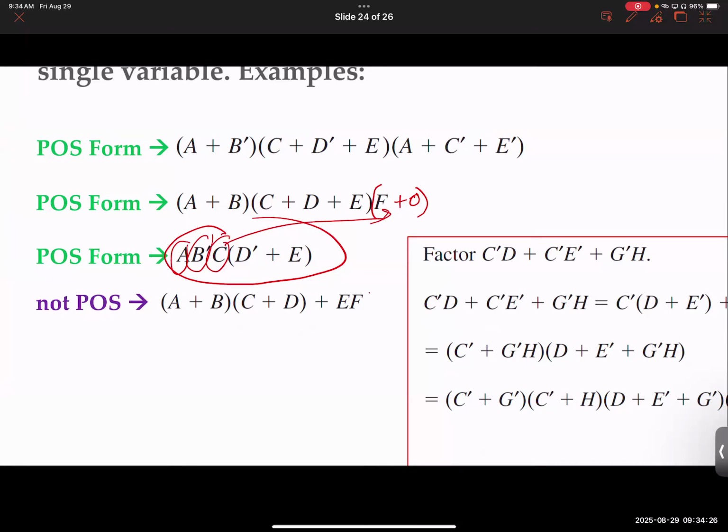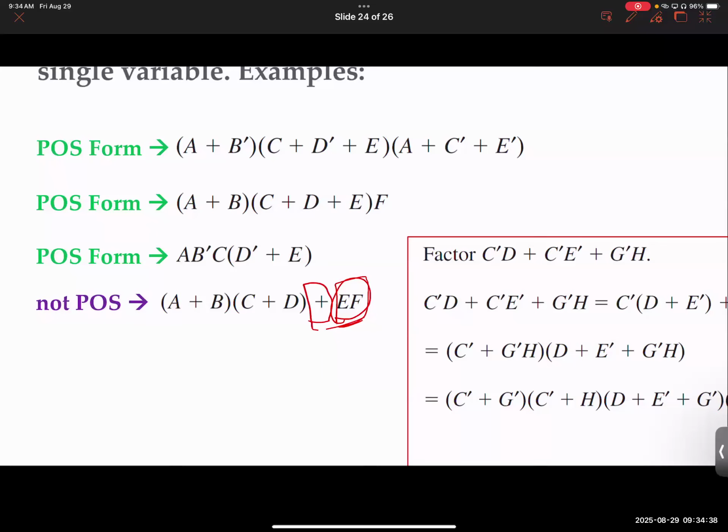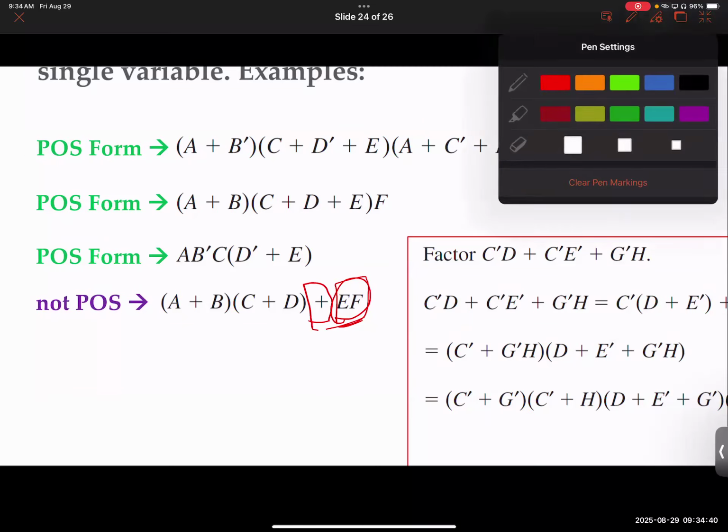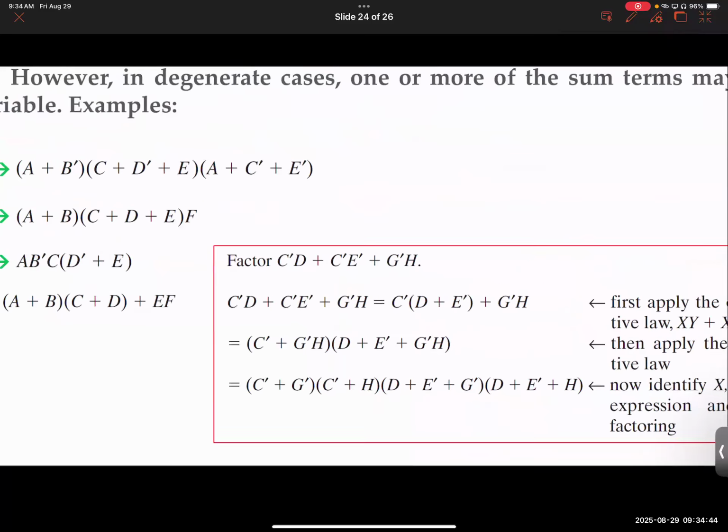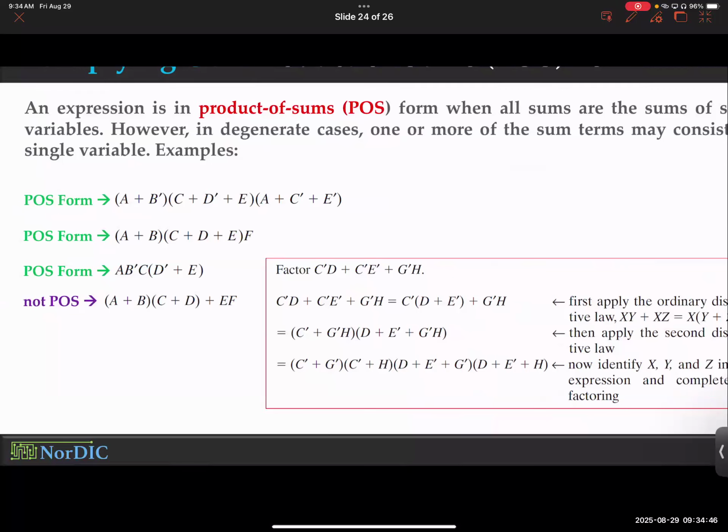What is not a product of sum format is this one. Why? Notice, I mean, you don't have to look at anything else. This is killing it. And then you have a plus here. It's not really a product of sum. Okay, so you have to just break it down. And getting to a product of sum format is more complicated than getting to a sum of product format. Are you still with me?